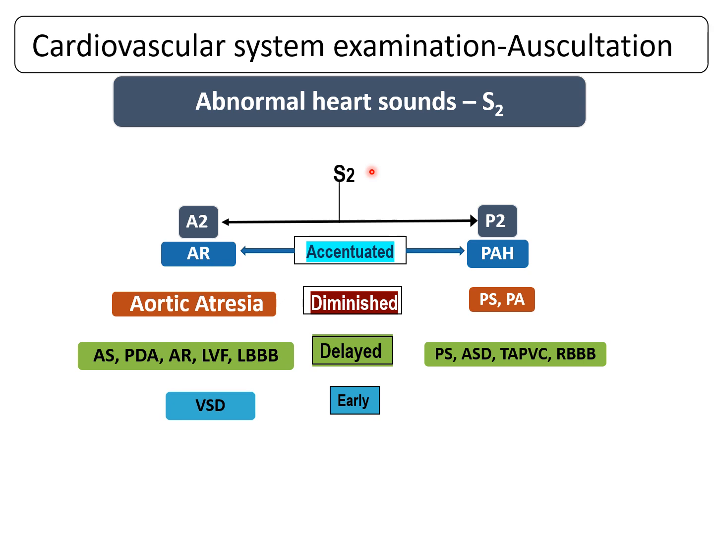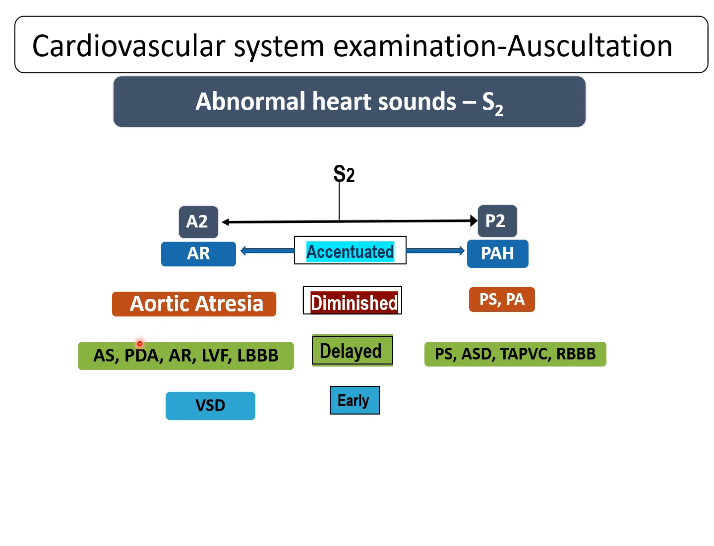Abnormal S2 sound. Accentuated: in aortic regurgitation, loud A2 will be there, and in pulmonary artery hypertension, loud P2 will be there. Diminished sound: diminished A2 sound in aortic atresia and diminished P2 sound in pulmonary stenosis and pulmonary atresia.